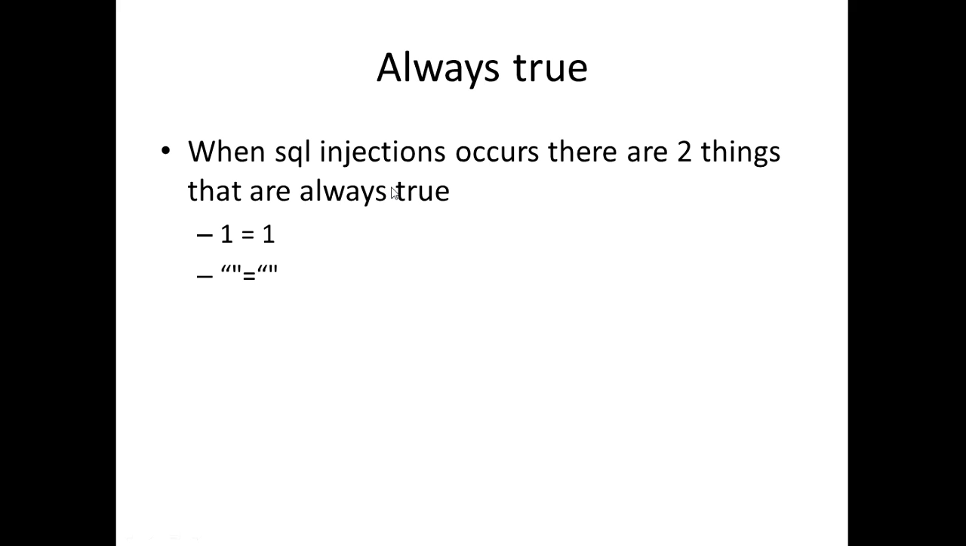Now, there are two things that are always true when hackers go in and start SQL injection attacks. So when SQL injection occurs, there are two things that are always true: 1 equals 1 and empty string equals an empty string. Now, obviously, there can be other conditions that are true, like 9 equals 9, 10 equals 10, or another string down here, like, I don't know, dog equals dog or anything. But basically, if these two values are the same, they're always going to be equal to true.